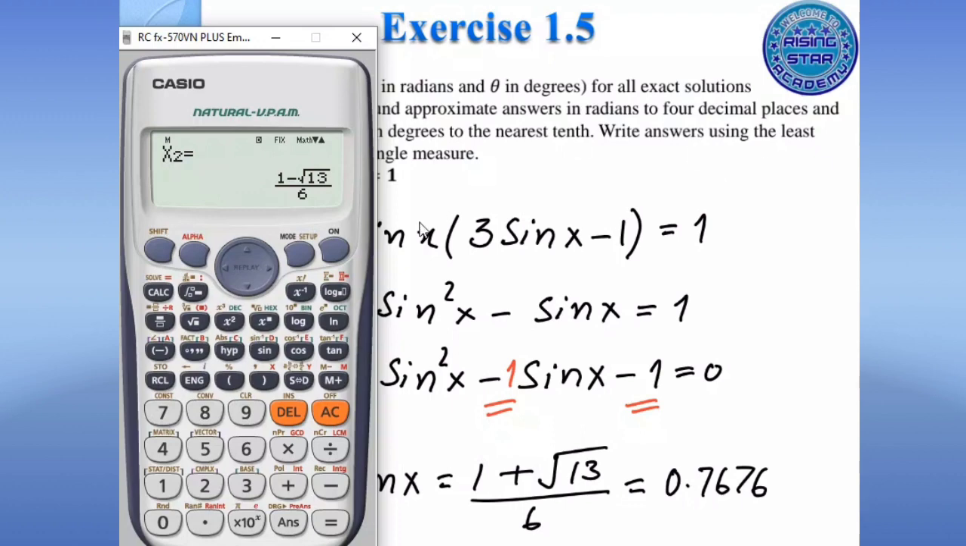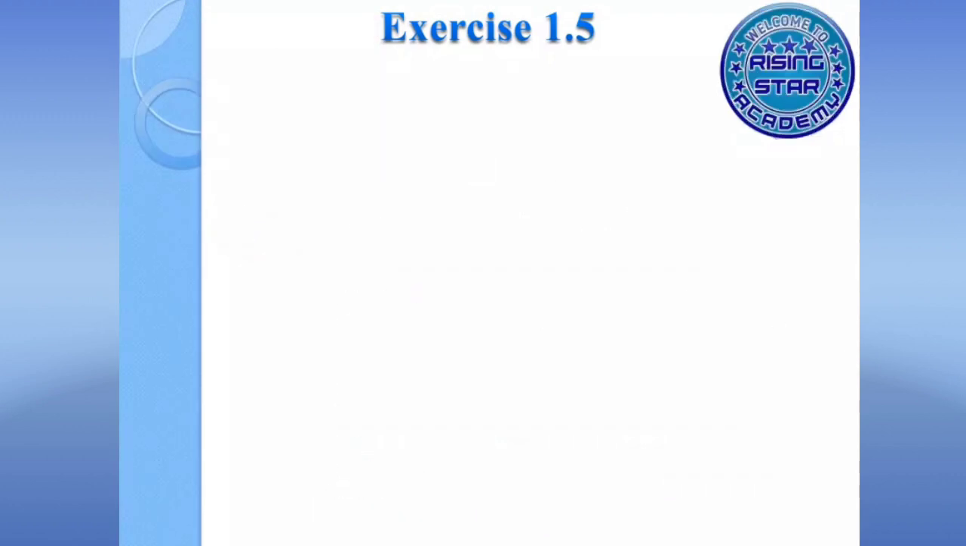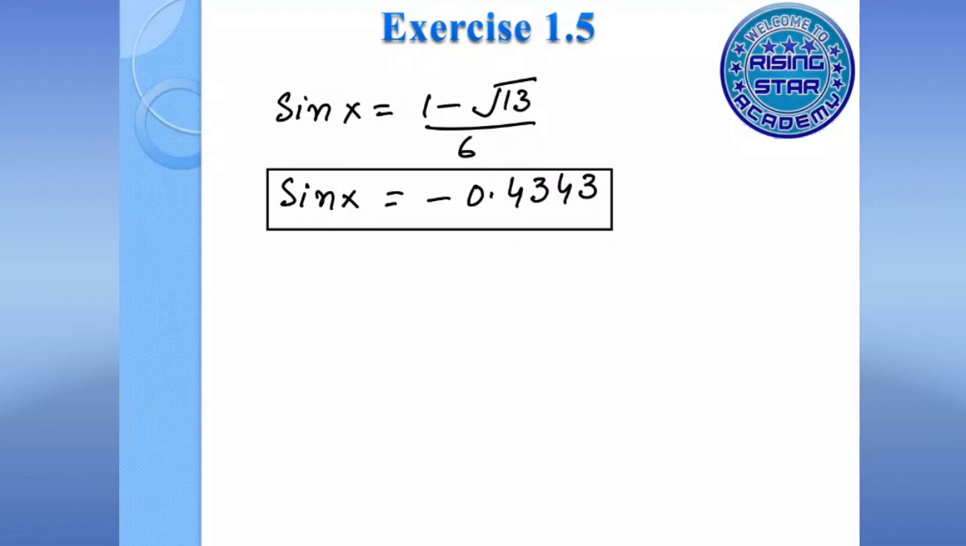And now I will find the second value, and my second value would become 1 minus root 13 divided by 6, and in calculator we will turn it to decimal, that would be minus 0.4343. Let me write it. So sine of x is equal to 1 minus root 13 divided by 6, that would be equal to minus 0.4343.